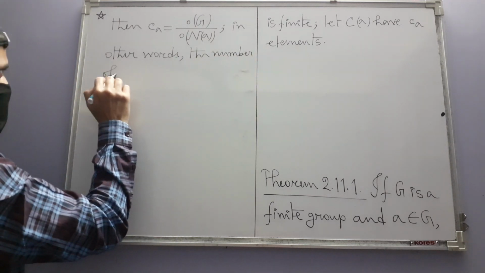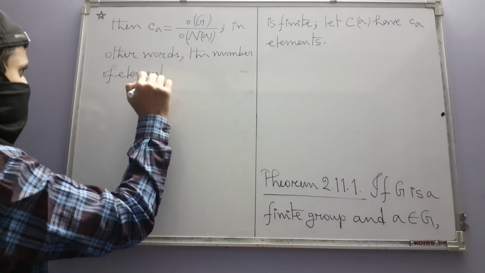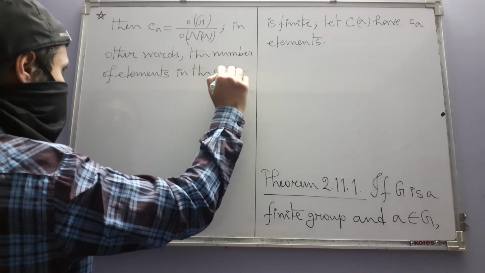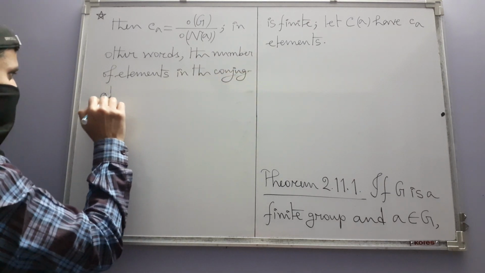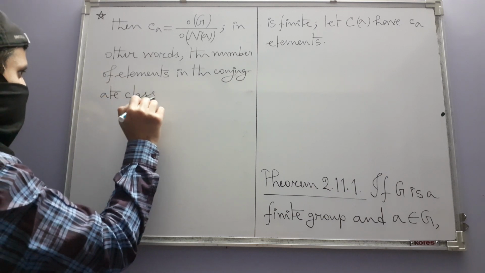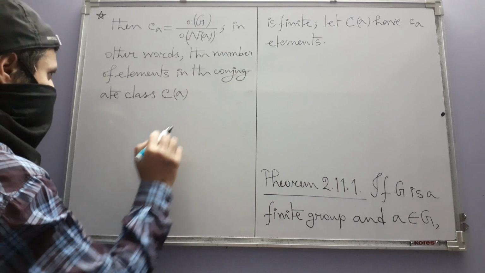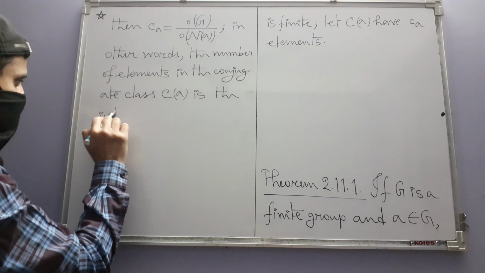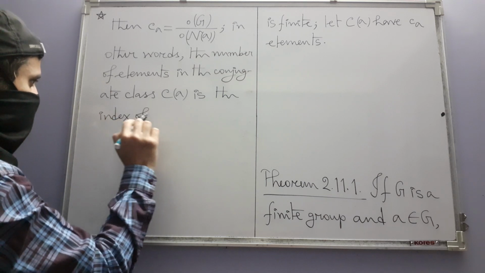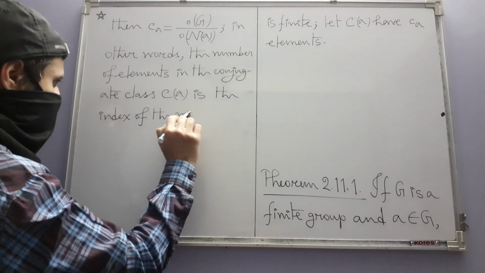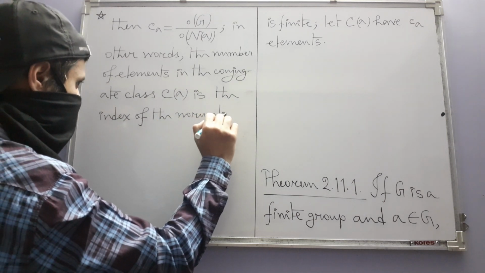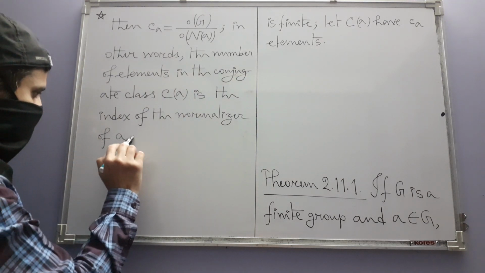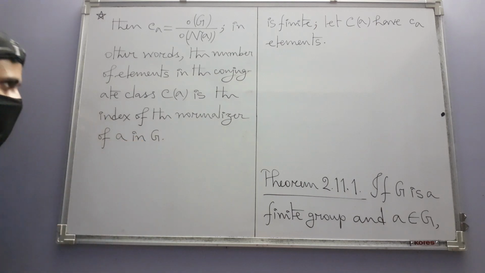the number of elements in the conjugate class C of A is the index of the normalizer of A in G.